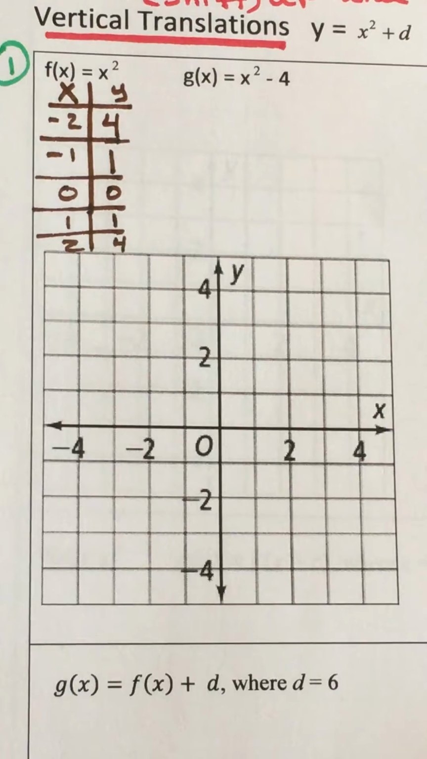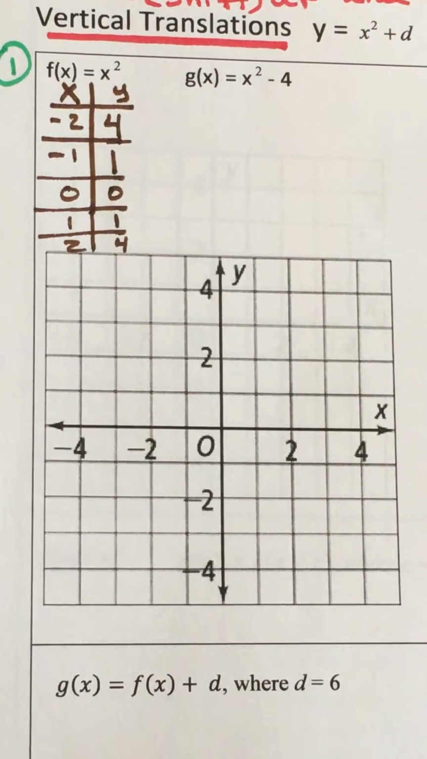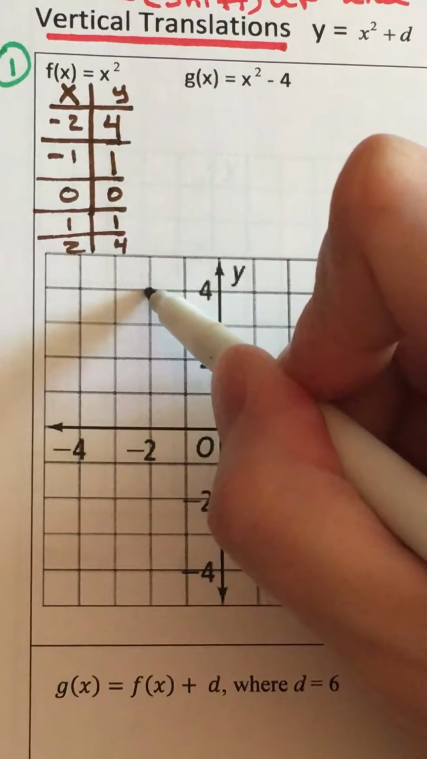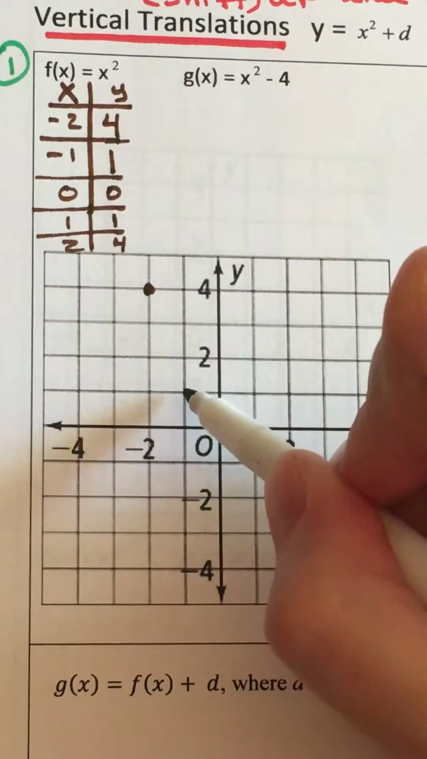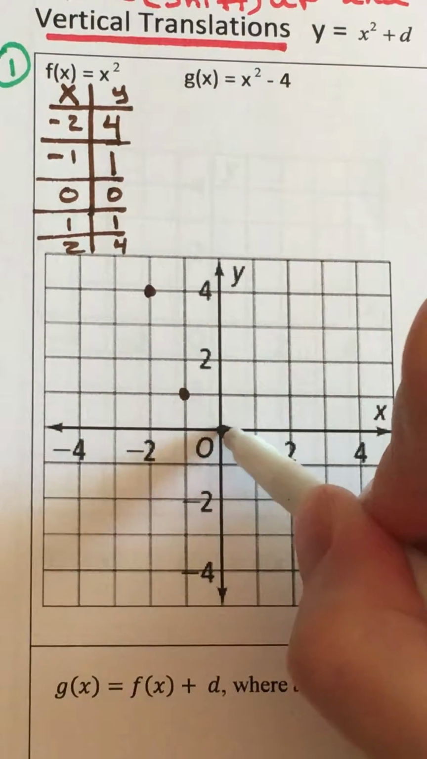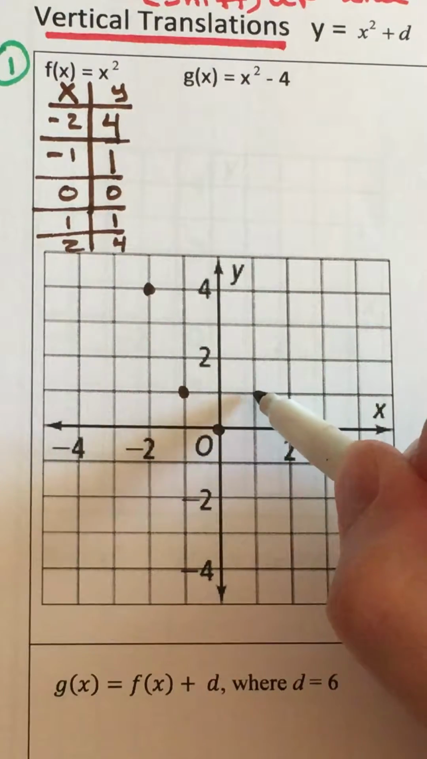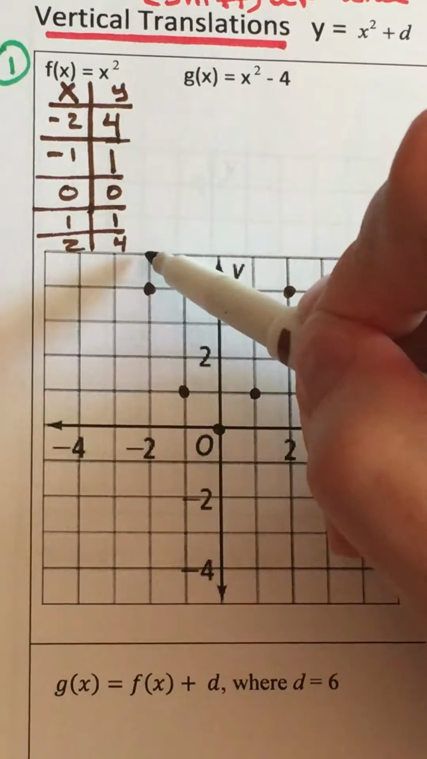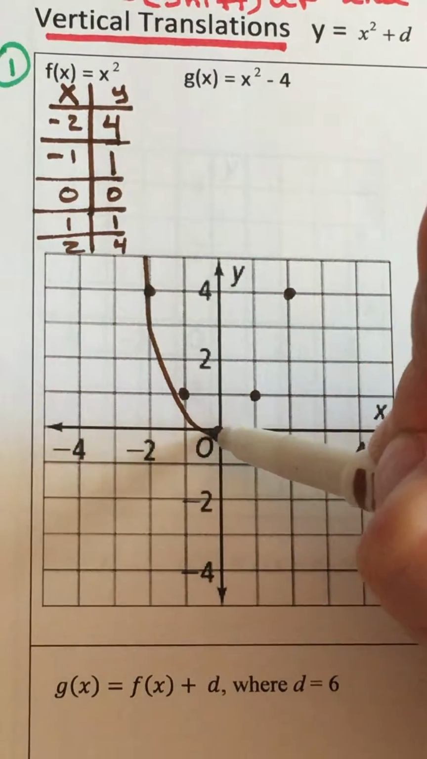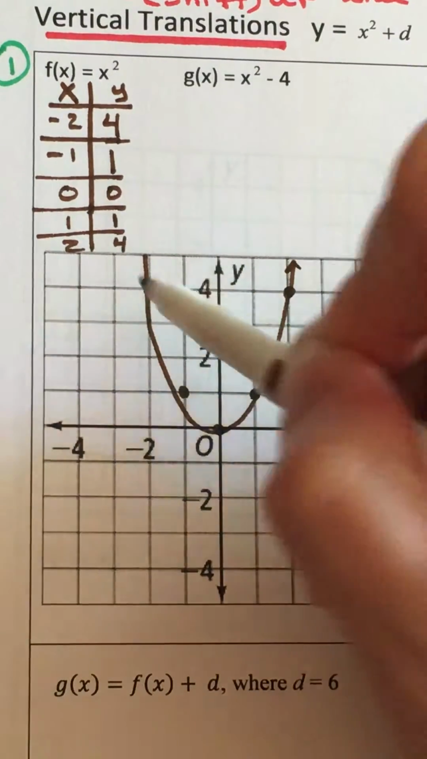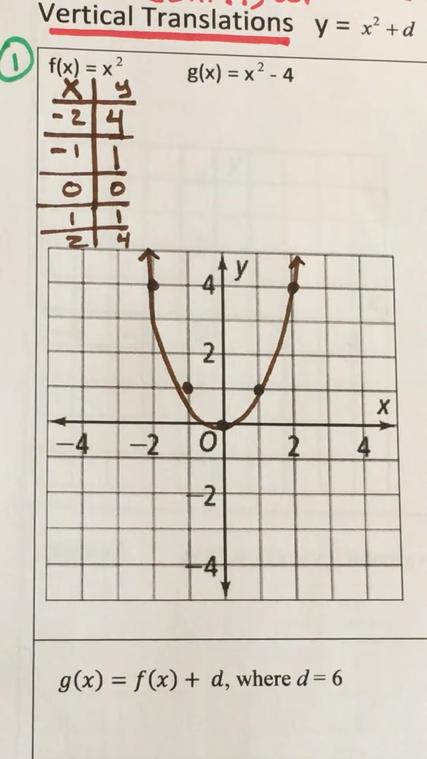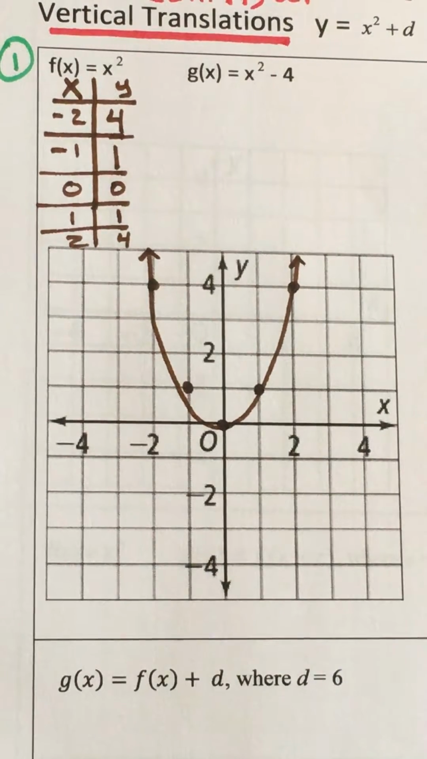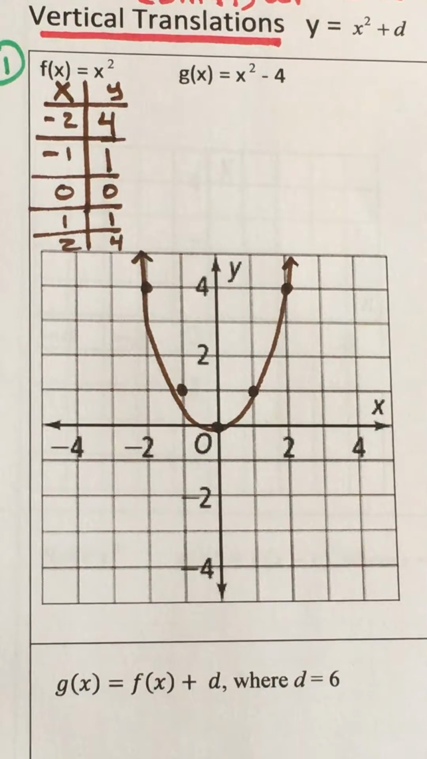That parent function will be the same for each and every one of these functions. So -2, +4. -1, +1. 0, 0. +1, +1. +2, +4. There are the 5 coordinate points of the parent function that we can draw every time. And it's really important to do that to help your brain understand as a reference how our secondary equation has changed from the first one.